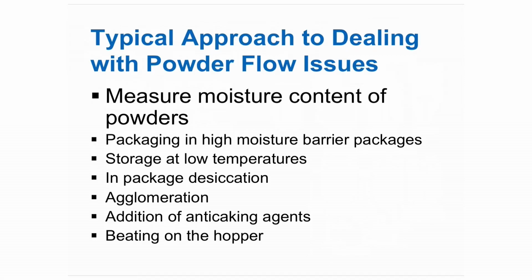So what are the typical approaches to try and deal with powder flow issues when they exist? One of the common things to do is to measure moisture content of powders and try to track that moisture content. We're going to talk a little bit about why that's not necessarily the most effective way of being able to impact the flow properties of powders, and that there are better ways to track the moisture level that have a better correlation to the actual flow properties. Another is to package the powder in a high moisture barrier packaging to try and prevent moisture infusion into the powder, which will lead to caking and clumping.